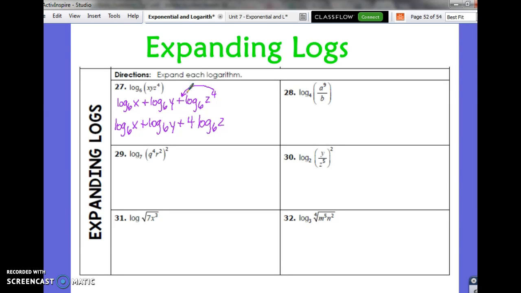On the next one, I'm going to use the quotient rule first because I have two things that are being divided. So I'll separate that out using subtraction. So log base 4 of a to the ninth, again, whatever's on top comes first, minus log base 4 of b, whatever is in the denominator comes second. And then just using that power rule in reverse, bringing the 9 around to the front. So 9 log base 4 of a minus log base 4 of b.